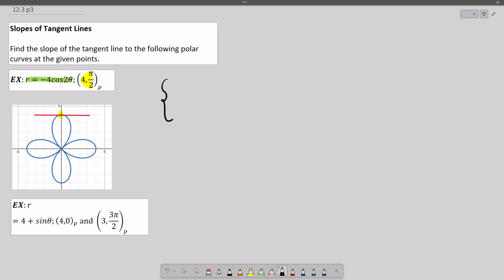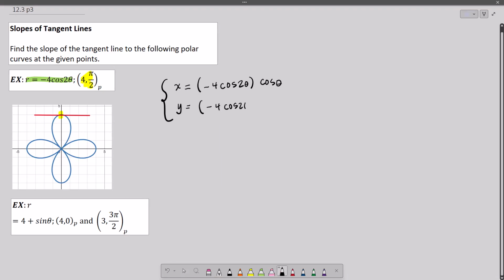All right. So polar to parametric first. We're going to switch our polar curve to parametric because then we can just do dy over dx by doing y prime over x prime. So we take our polar curve, that's the r. So x is now r cosine theta. And then down here, y is r sine theta. So now we have the parametric representation of the rose, or the four-petaled rose.